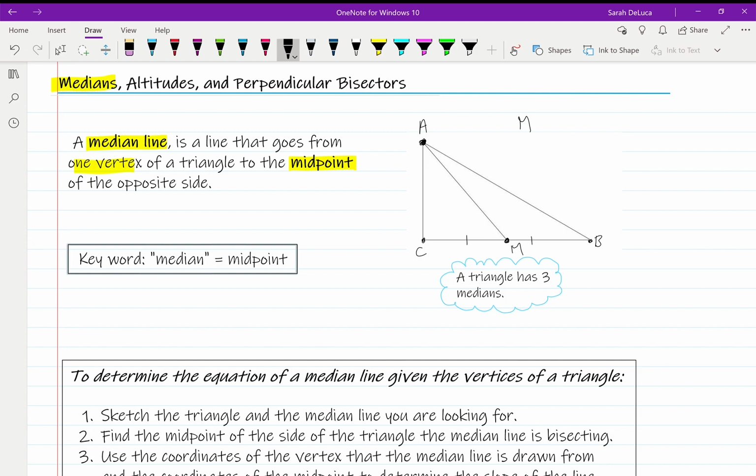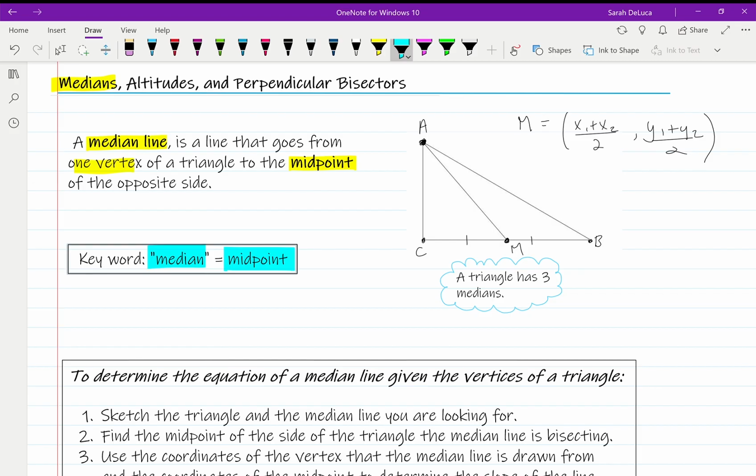It is the midpoint, and we'll keep in mind that the midpoint of a line segment comes from averaging the x values and the y values. So we're probably going to have to use midpoint somewhere in this to determine the equation of the median. So that's a key word for you. When you read median, you think midpoint, M to M, median to midpoint. So you know you're going to have to use midpoint somewhere in there.